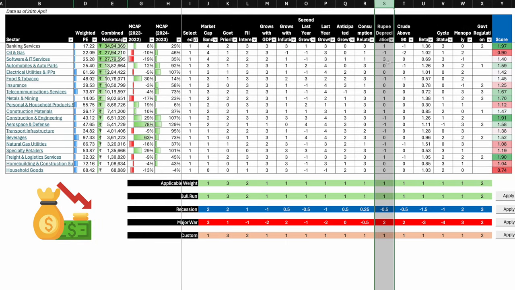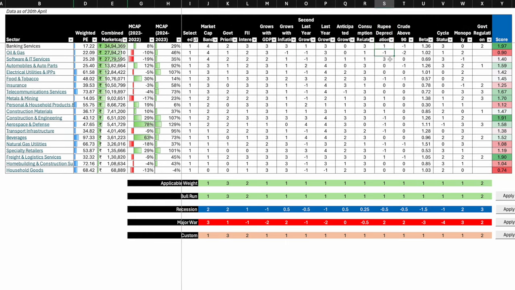Rupee depreciation, oil and gas is negatively impacted because the incoming crude gets costlier. Software and IT services is an export sector. It is a beneficiary. We get more rupee per dollar from software exports.